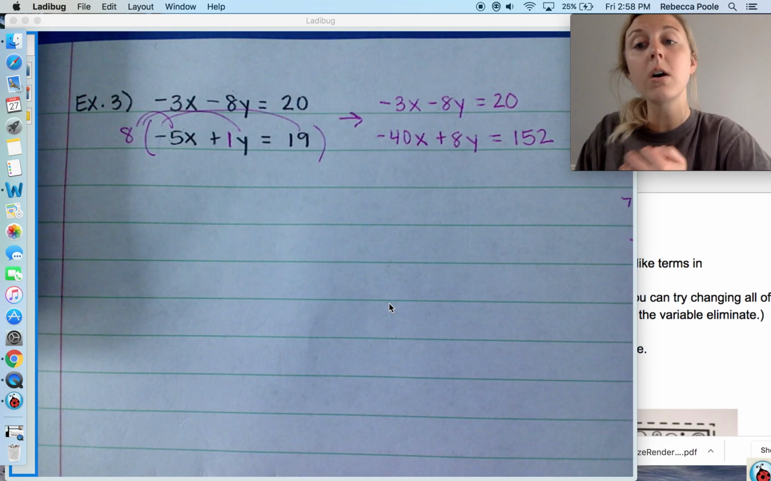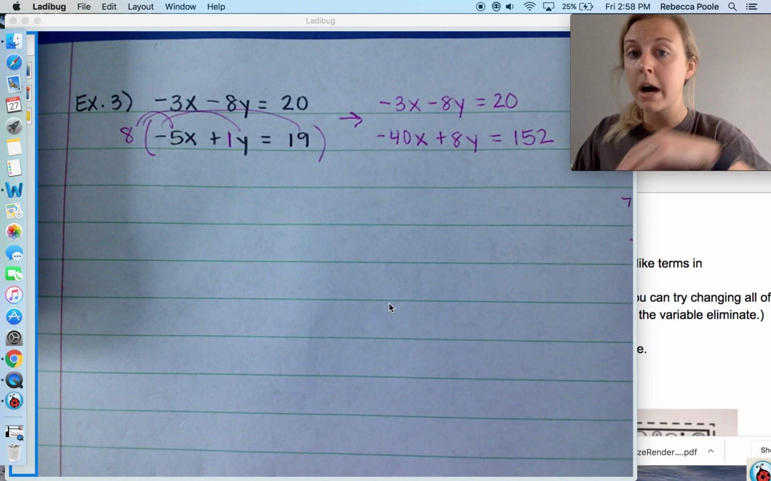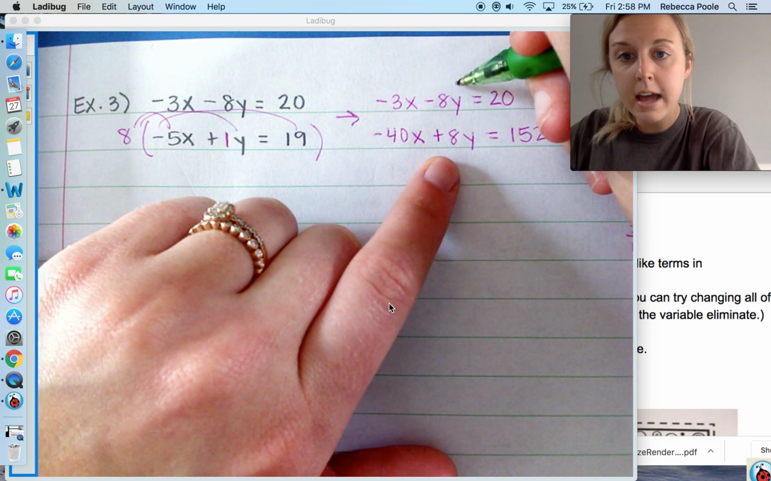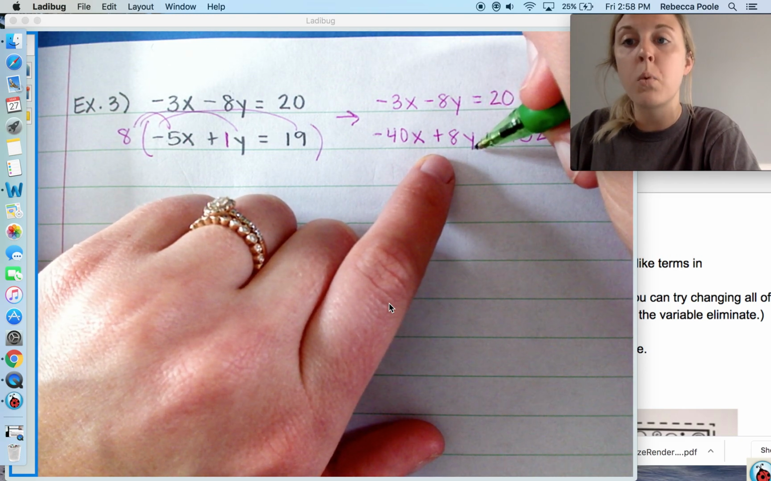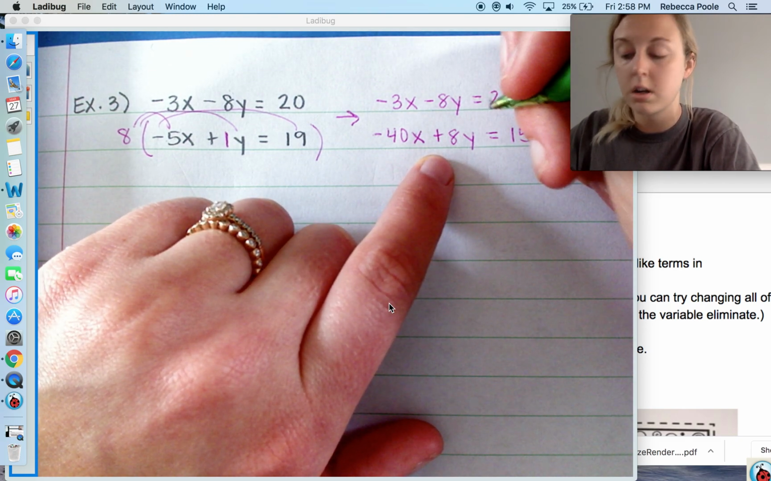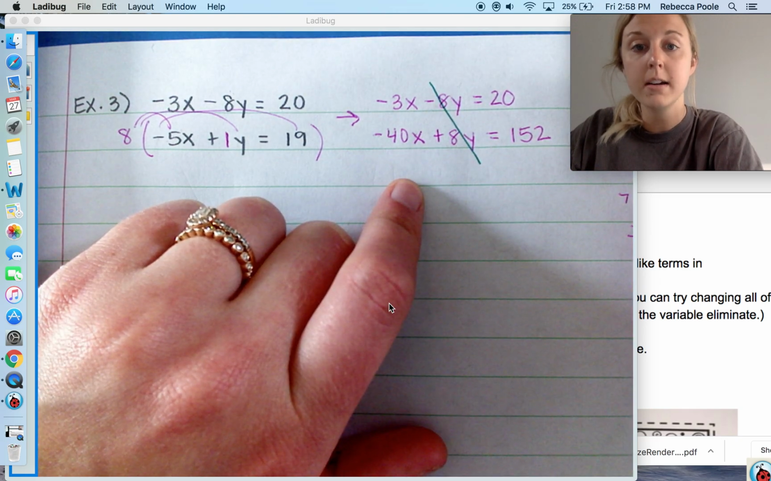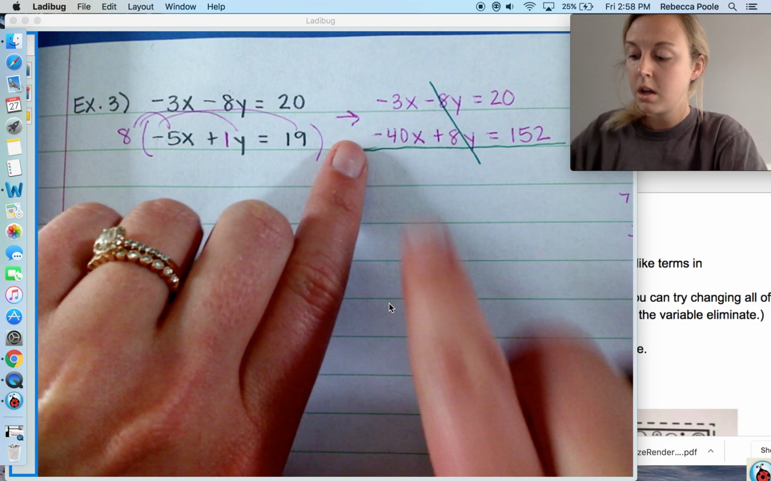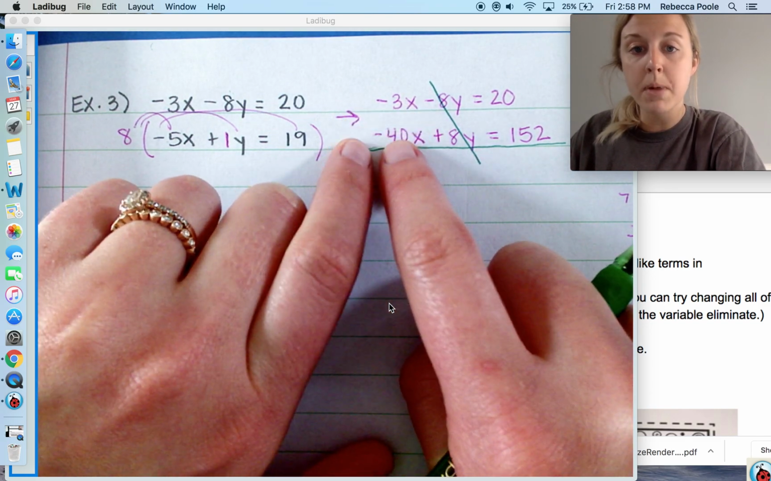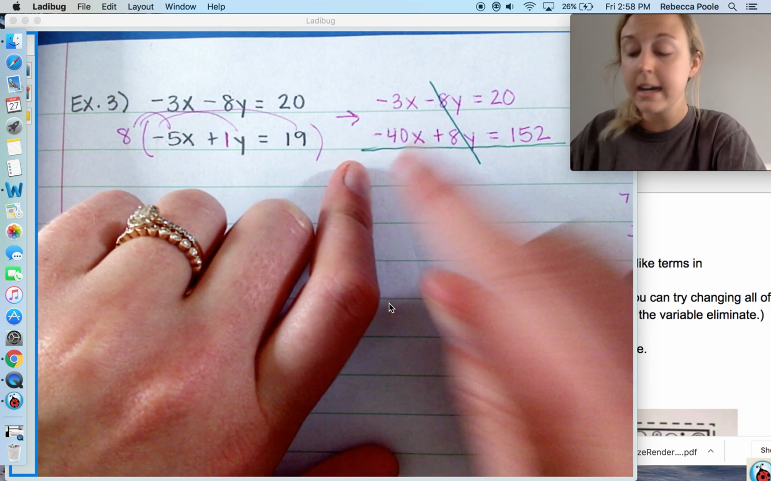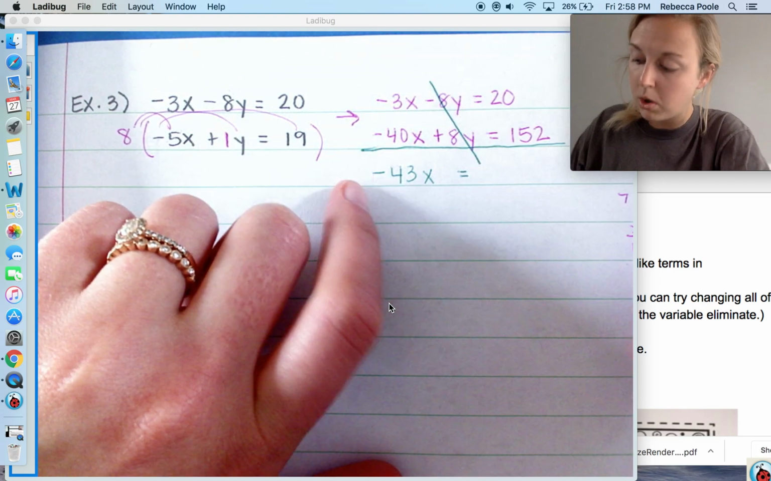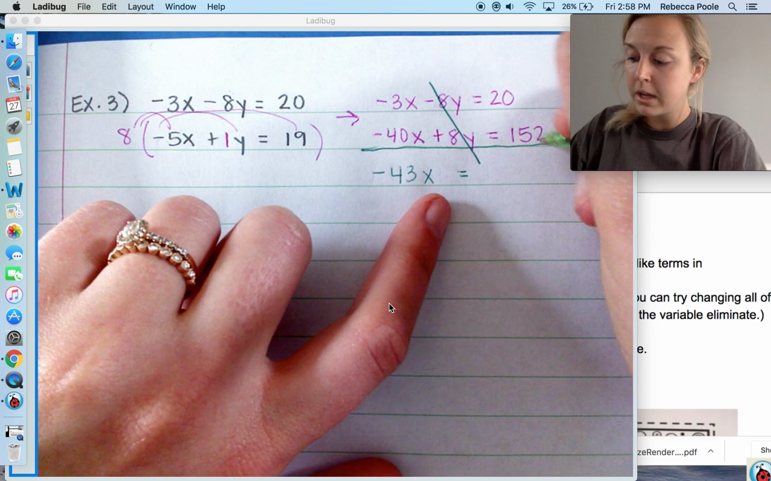All right, so now that we've multiplied everything in the bottom one by 8, look what happens to our y's right here. If I have negative 8y and positive 8y, what are they going to do if I try to put them together? They're going to eliminate, right? So now, if I combine everything else, 40 and 3 are both negative, same sign, so I can add them. So this is negative 43x equals 20 plus 152.